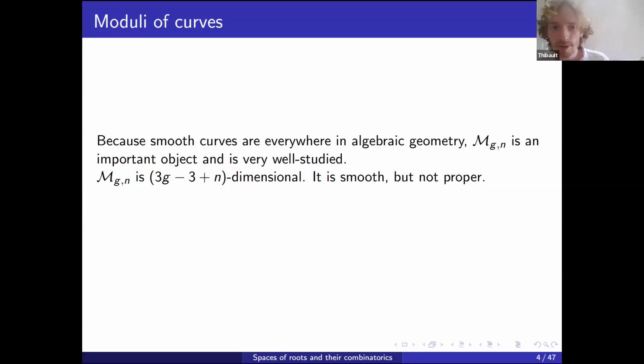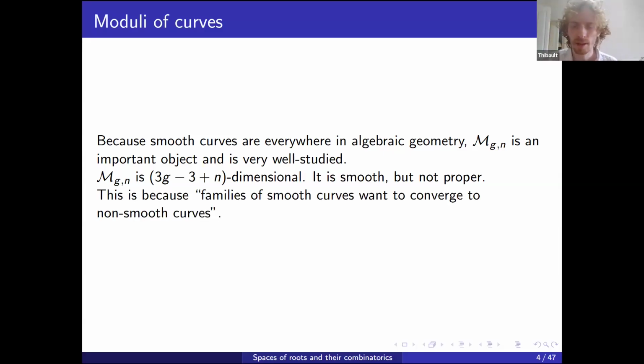This is a smooth space. I didn't write it, but it's irreducible. But it's not proper. And the reason for that is that if you take a bunch of smooth curves in a one-parameter family and you try to find a limit for them at some critical value, sometimes the limit, I put this in quotation marks, wants to not be smooth.